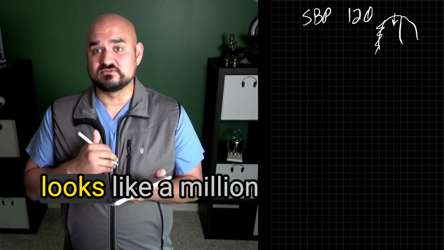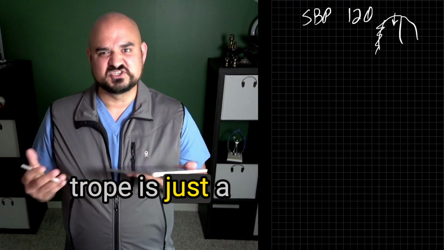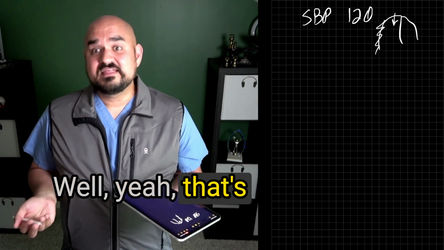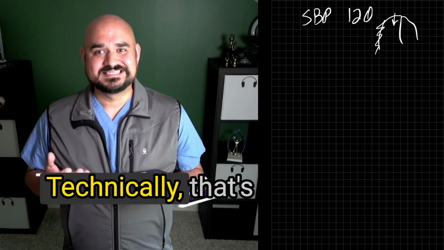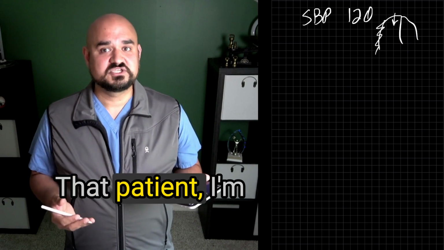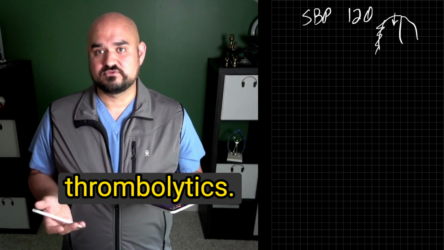If this patient looks like a million bucks, their echo looks really good, but maybe their troponin is just a little bit elevated, their BNP is just a little elevated, well, yeah, that's evidence of right heart strain. Technically, that's submassive, but they look phenomenal. That patient, I'm going to start them on a heparin drip, and I'm going to admit them without thrombolytics.